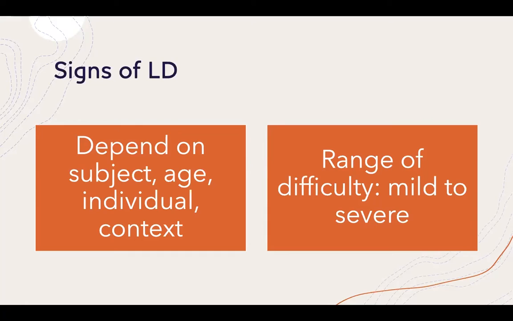And the range of difficulty is mild to severe. So that's another thing to keep in mind. Some of these things, as we go along, you'll notice are not uncommon for children who may be struggling just a little bit. And then, of course, some of the other signs are more prominent or concerning for children who are struggling quite a bit.